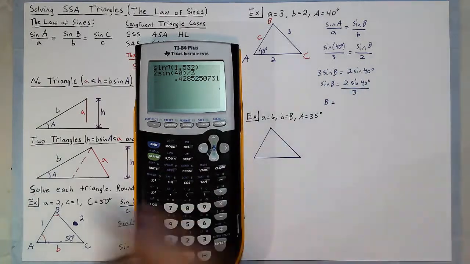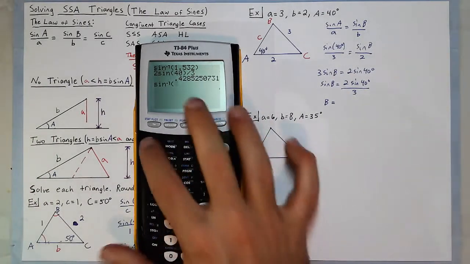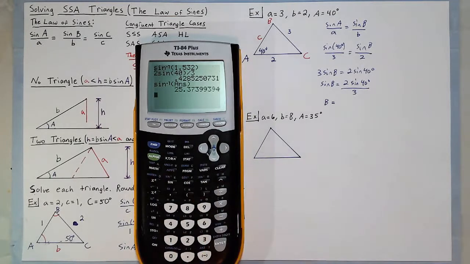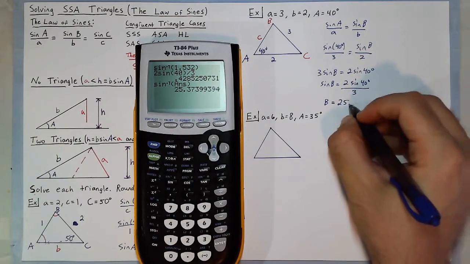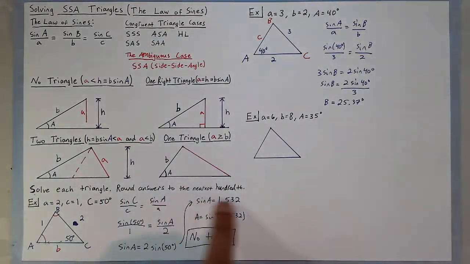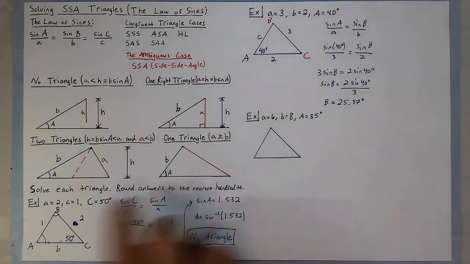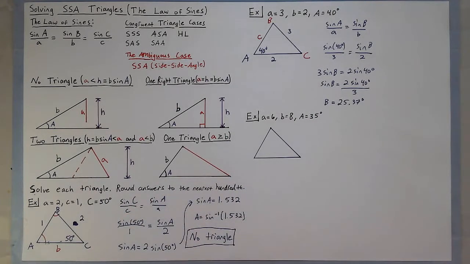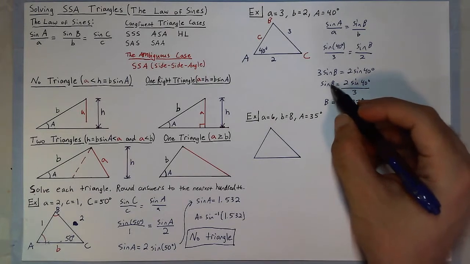So I'll take the sine inverse of that value, and I'll get that angle B is 25.37 degrees. And again, rounded to the nearest hundredth, following the directions here. So now brings up the question, could there be two triangles? Now the reason why we might get two triangles is that step right here.